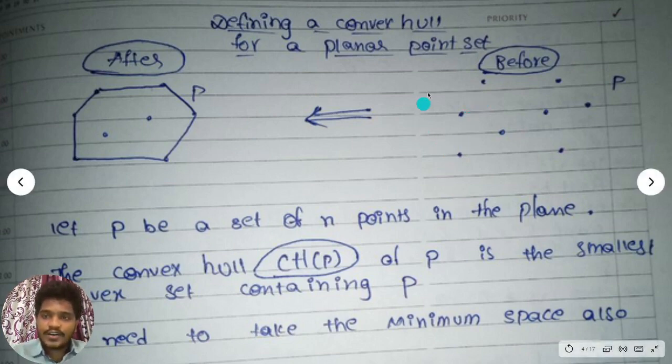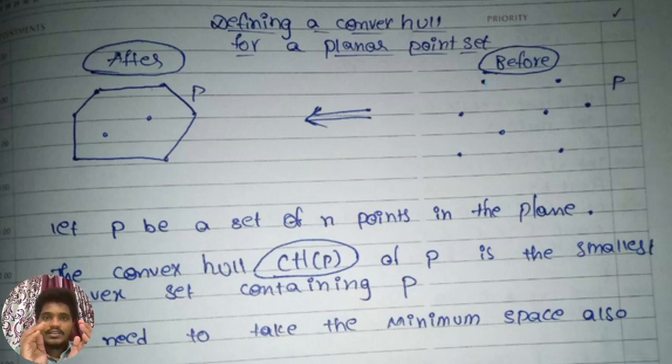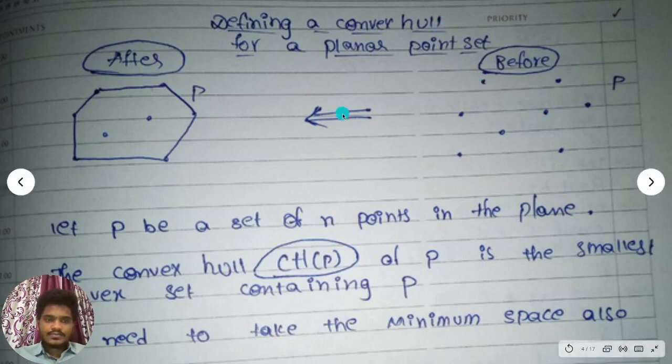As you can see, there are different points on the right side of this page. So let us consider this set of points as P. If we are able to minimize the area that is being covered by the points and maximize the circumference that is being covered, then we can call it a convex hull for the given points. So let P be a set of n points in the plane. The convex hull CH of P, which is a planar point set, is the smallest convex set containing P, which means all points should be contained within a single figure. You need to draw a figure something like this in order to make it a convex hull.